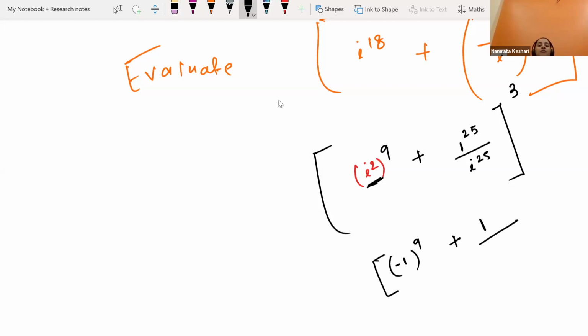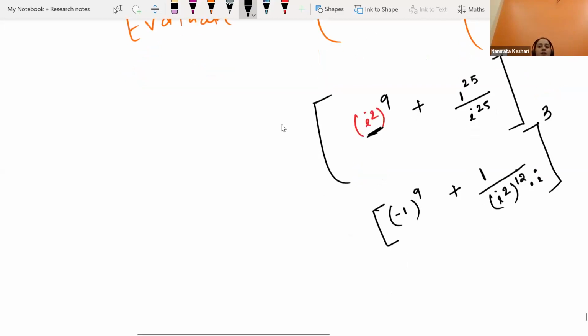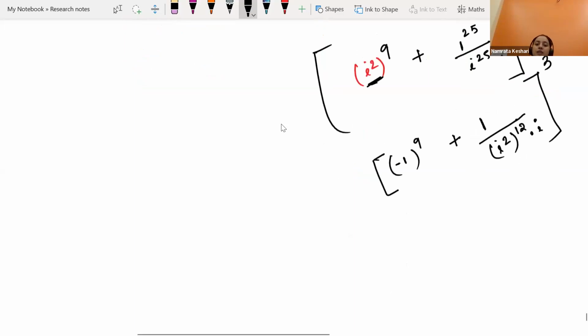Now in the denominator, we are having i to the power 25. Can you tell me what power of i square we should write to create 25, and if we cannot create it exactly, what do we have to do here? 12 plus 1. That means one more i, plus i, we can write, right? So we are having minus 1 to the power 9.